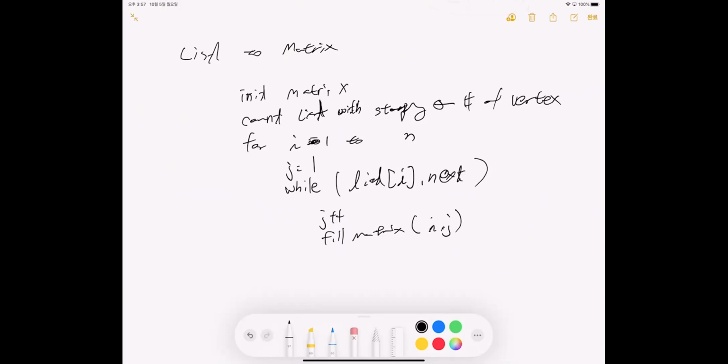Okay. And I think the complexity is O(n+m). O(n+m), how come? Because we visit all the vertices and we visit only the edges. Okay, good job. You are Hasong, right? Yeah, Hasong. Okay, thank you.